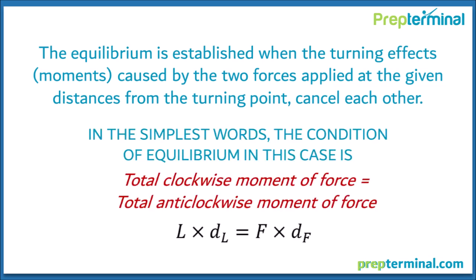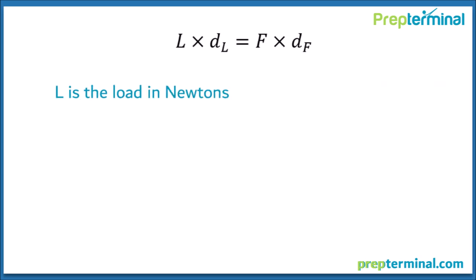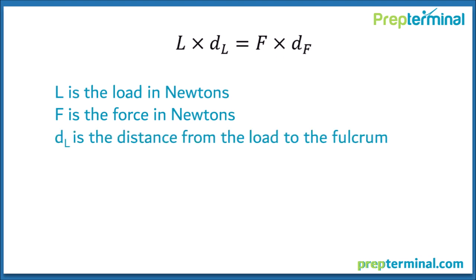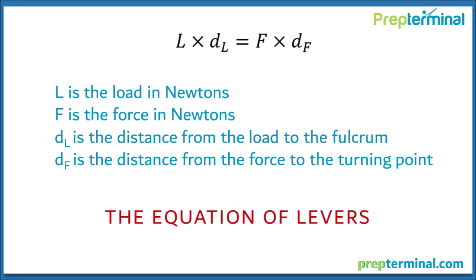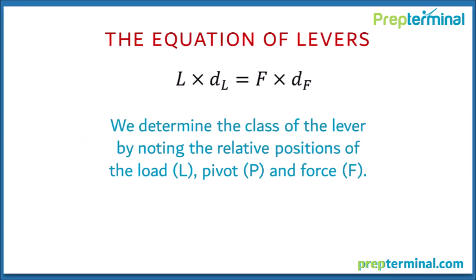In simplest words, the condition of equilibrium in this case is total clockwise moment of force equals total anticlockwise moment of force. In symbols, L times dL equals F times dF, where L is the load in newtons, F is the force in newtons, dL is the distance from the load to the fulcrum, and dF is the distance from the force to the turning point. The above equation is known as the equation of levers.